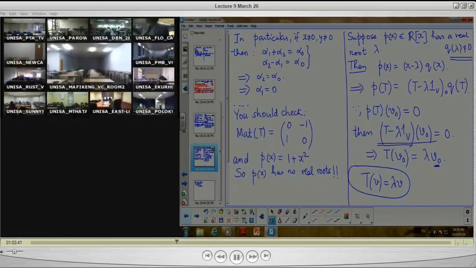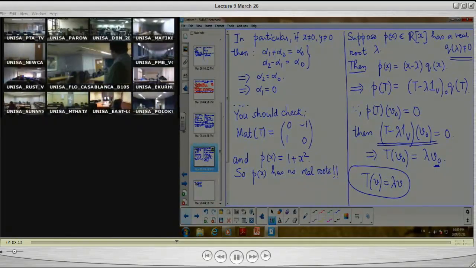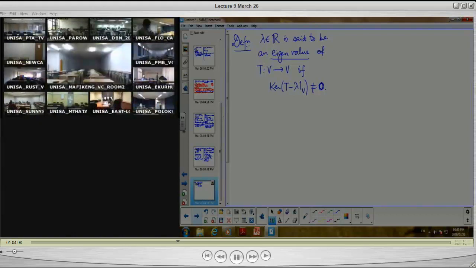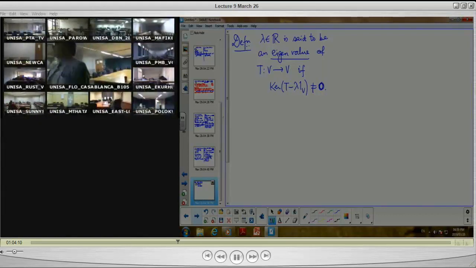So in such a case, we will say that lambda, if you can find, so T is given, right? If you can find a lambda, real number, such that the kernel of this is non-zero, right? In that situation only, we will say that lambda is an eigenvalue of T. Okay? Non-zero.